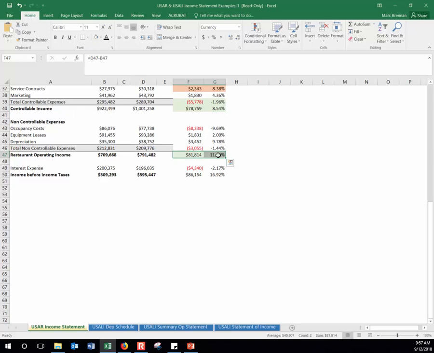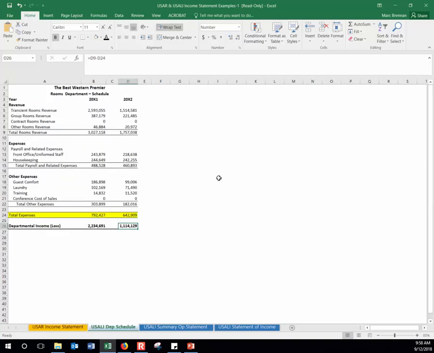So we went up. We're up 11.53%, which is awesome. Our interest we have no control over. But if you take a look overall, from 2012 to 2011, we're up $86,000 in our income before income taxes, which is a 17% increase. That's awesome. I'd be very happy if I was this restaurant owner.